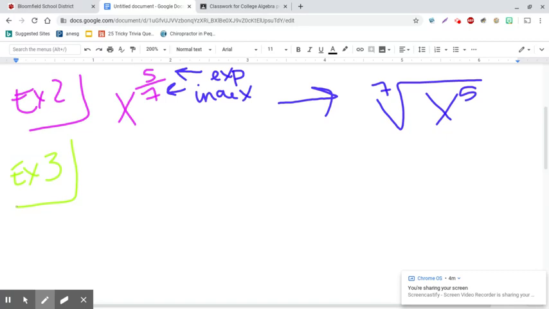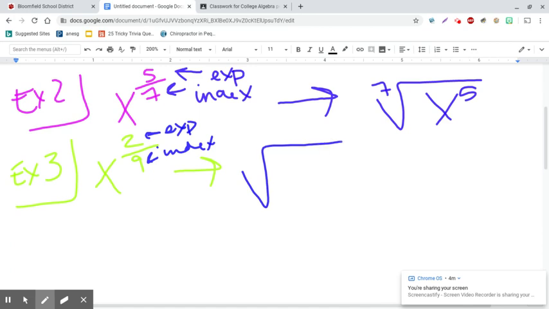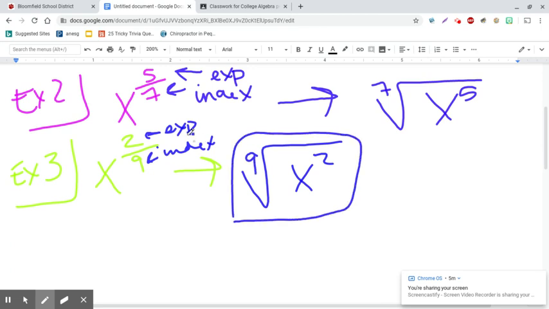Example 3. X to the 2/9. All right, guys. Top is your exponent. Bottom is your index. So we're going to make a radical because we're putting it in radical notation. Our base is x. So we'll put the x there. It's being raised to the second power, and the index is 9. That just means, what's the 9th root of x squared? Done. Yay. Okay. One more.